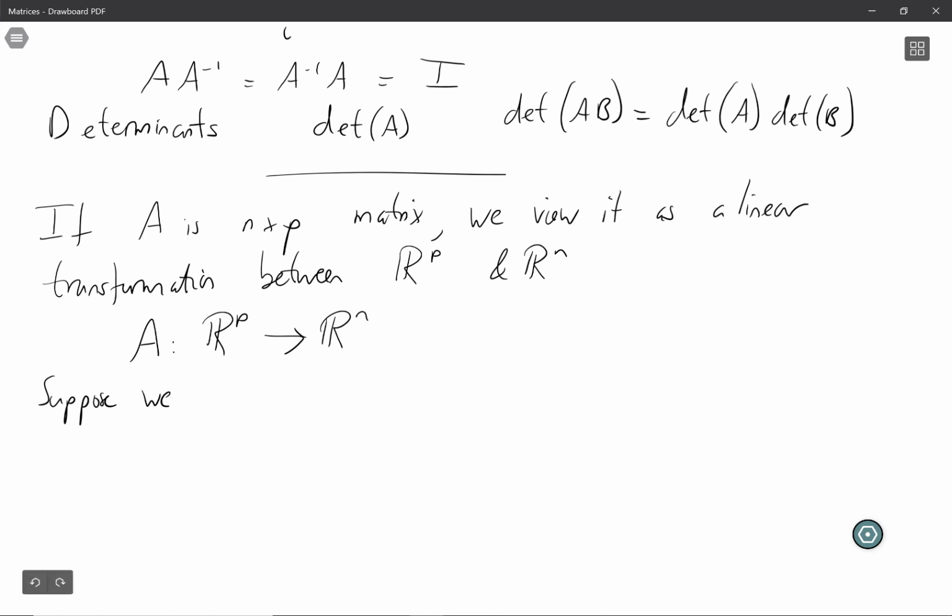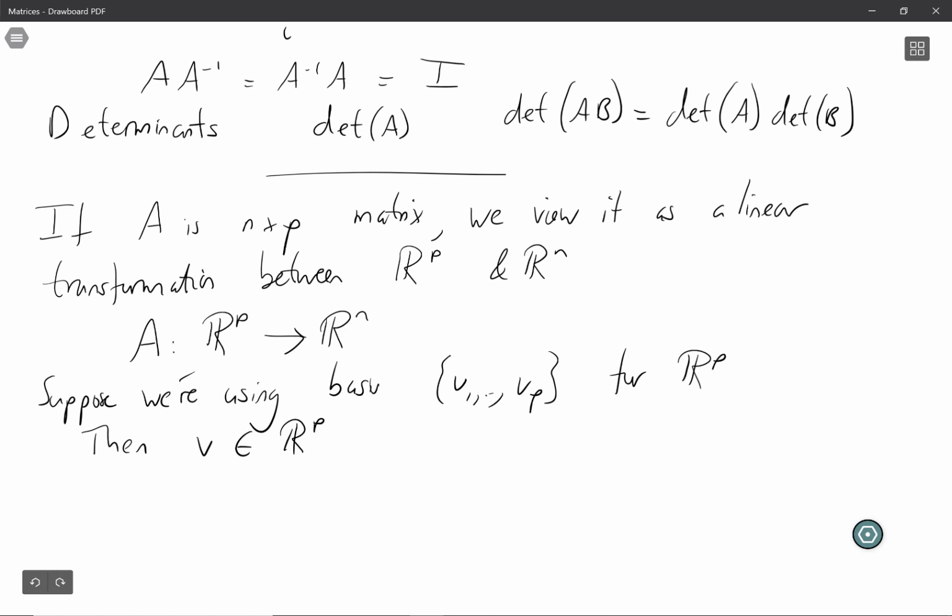So let's suppose we're using the basis v_1 up to v_p for R^p. Then any vector v in R^p, I'm sorry, I've been forgetting to underline my vectors. I'll try to remember to do that. But okay, so any vector v in R^p can be written as a linear combination of these basis vectors. So v must be the sum of lambda_i times v_i, i equals 1 up to p.